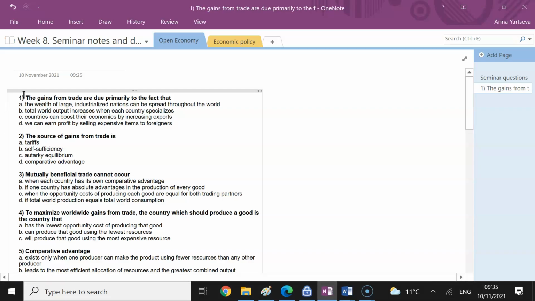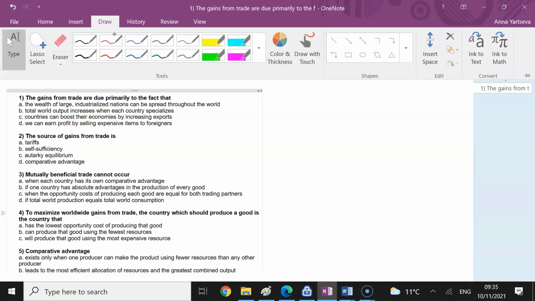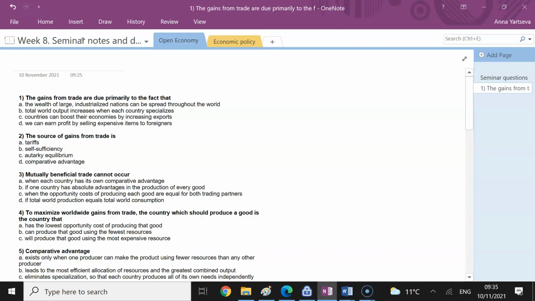Gains from trade, source of gains from trade, mutually beneficial trade. As you can see here, all of these exercises are asking you about the source of gains from trade. And in order to figure out this, you'll need to know the meaning of two concepts: absolute advantage and comparative advantage in international trade. There might be some questions based on this in the question bank as well. So let's have a look at what absolute advantage is first. Any ideas? What does it mean to have an absolute advantage in international trade?